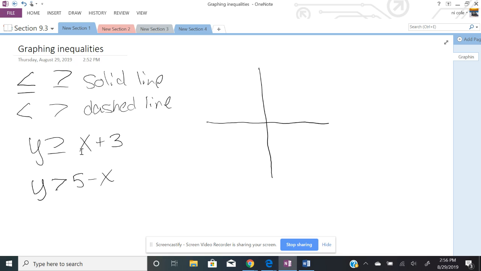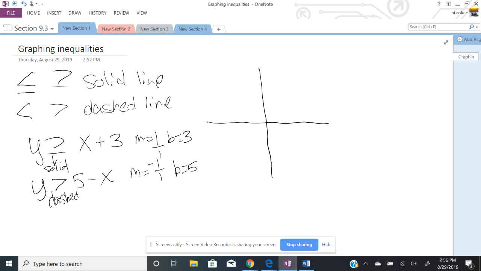So on the example below, this is solid and this is dashed. Okay, and tell me this on the test. Don't just skip it. This first equation, my m is equal to 1 and my b is equal to 3. And the second equation, my m is equal to -1/1 and b is equal to 5.